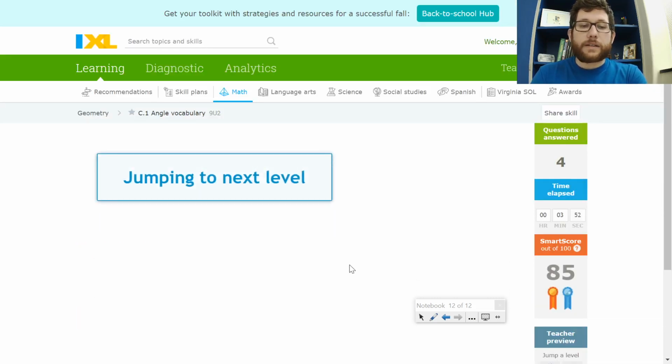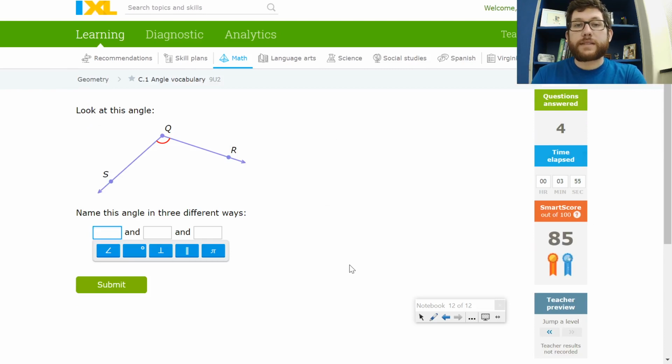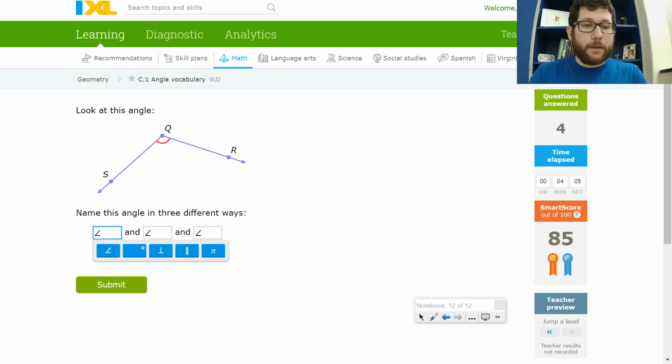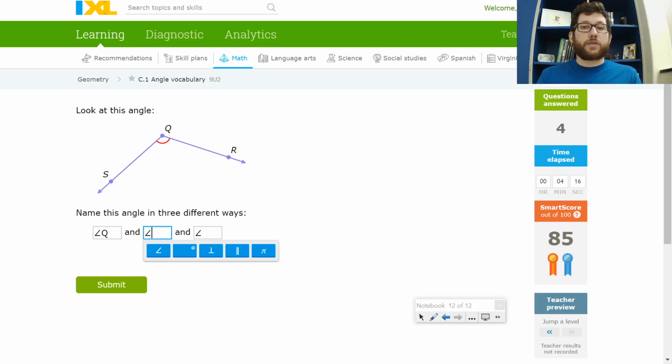The last thing we need to talk about is the three different ways that we name angles. Once again, we're going to use our angle sign on each of these. There are three ways to name the angle. The first way is to name it with the actual letter like we did before, angle Q. There are two other ways, and both of these use three letters. So our options are either one letter, the vertex, or three letters. In this case, SQR.